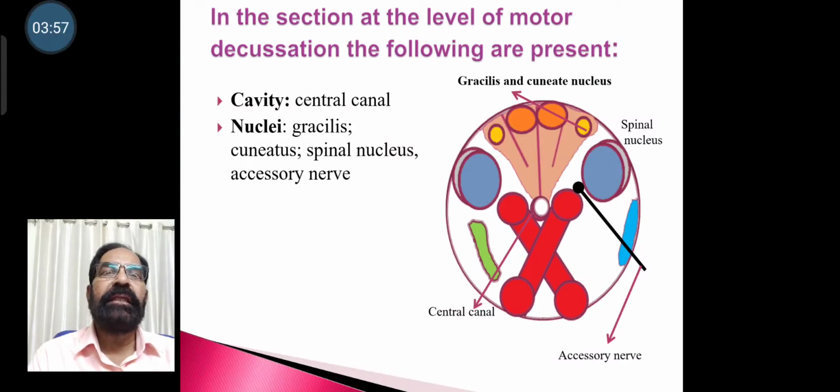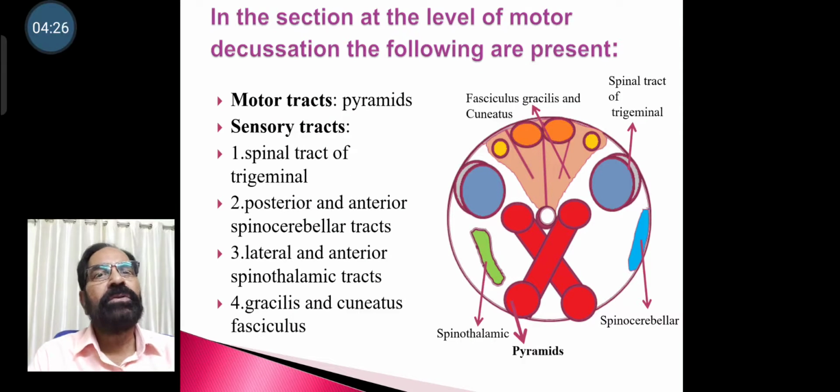Now we go to see the section at the level of motor decussation, and the following are present. So the cavity at this level is the central canal. As you can see in the picture, the nuclei which are present at the level of motor decussation are gracilis nucleus, cuneate nucleus, spinal nucleus of trigeminal, and the accessory nerve. So these are the nuclei present at this level. Then we come to motor tracts. The motor tracts at pyramidal decussation are the pyramids.